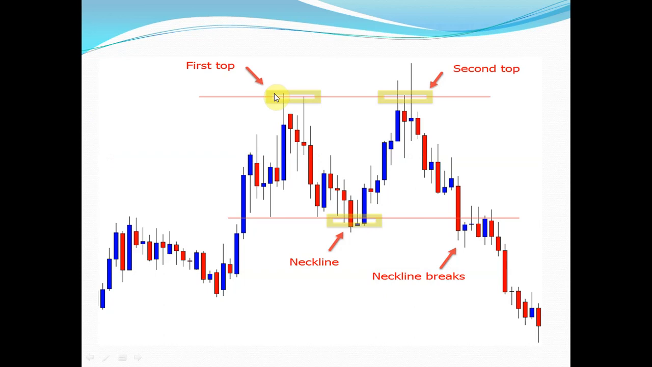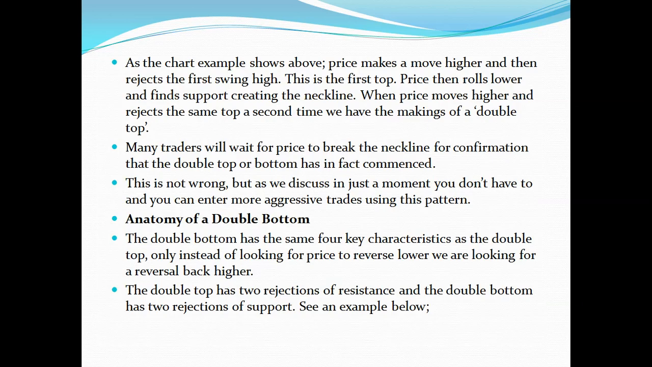So you see, this is the first top, this is the second top. First time it has come, then again gone, and you see this is a kind of M formation. So there are two tops, and once it breaks the neckline, then you can go ahead for shorting in double top.